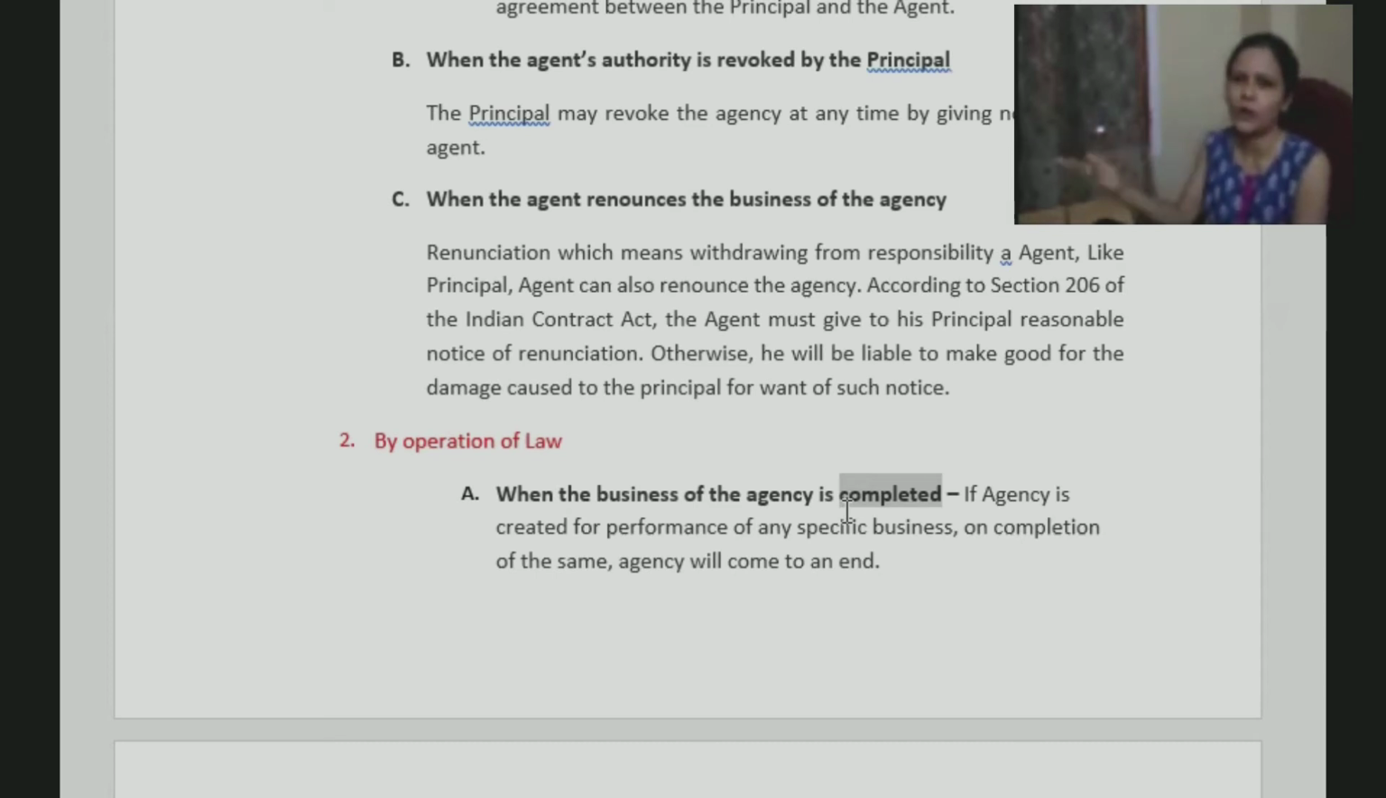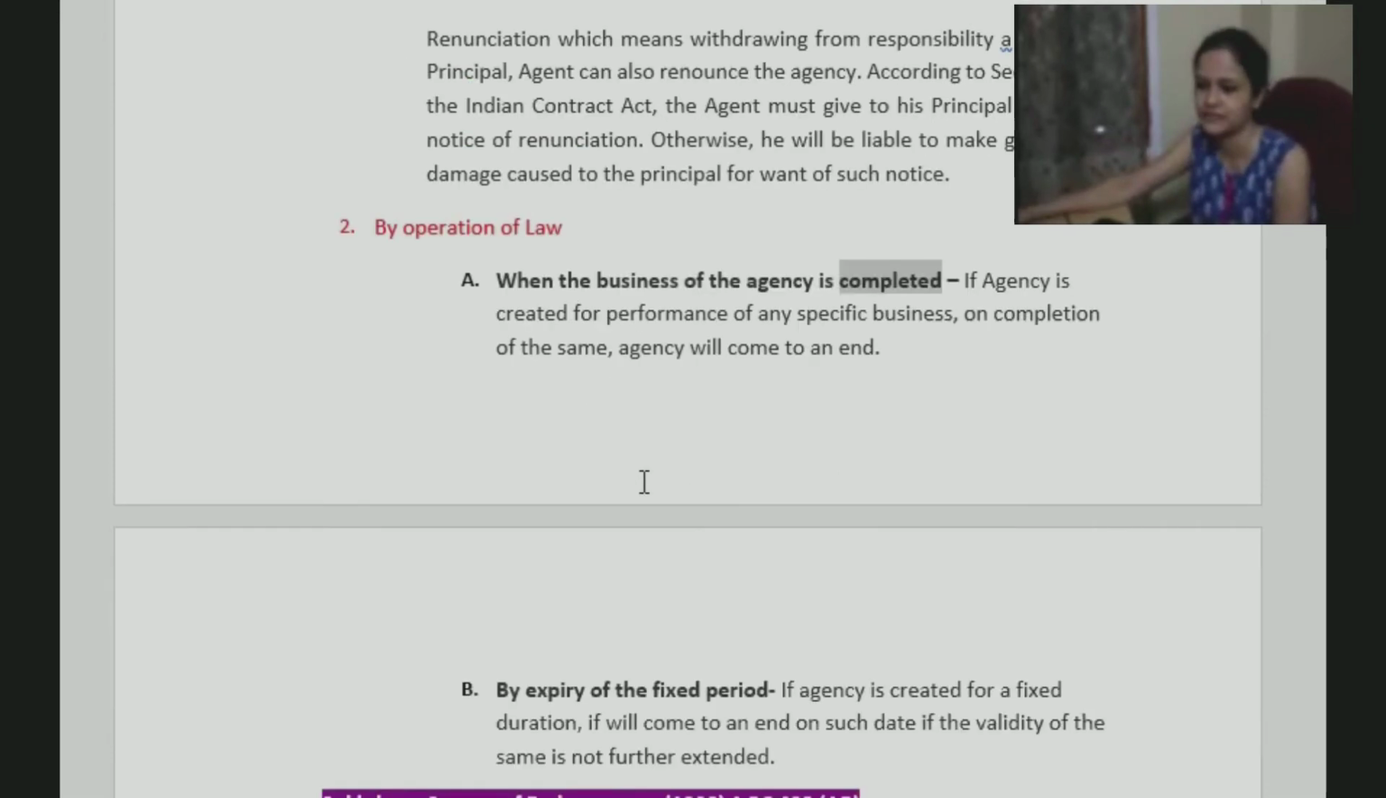Someone may appoint a broker as an agent to find a buyer, like he wants to sell a house, he may appoint a broker, that you need to look for a buyer. Once he gets a buyer, the deal is finalized, the sale is done, it again would come to an end, right? So this is when the business is completed. This provision would be mentioned in the agreement itself, that we are going to put an end to this relation once this purpose is completed, the business is done.